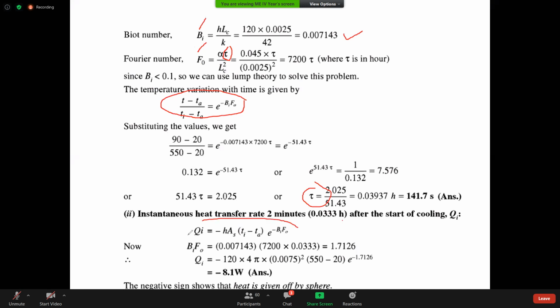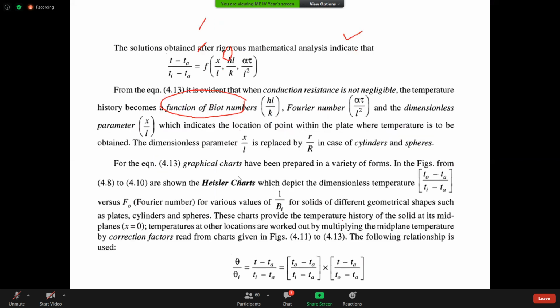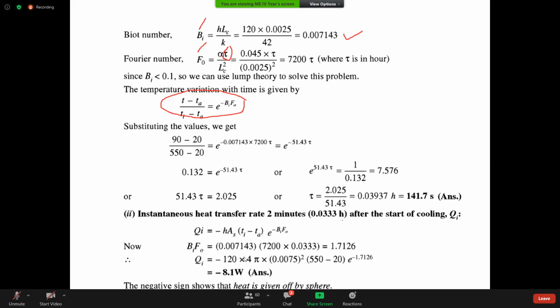Second question, instantaneous heat transfer. You can calculate instantaneous heat transfer using this equation. We derived that one. So for 2 minutes, the instantaneous heat transfer rate 2 minutes after the start. Next step. So this is about the second case.